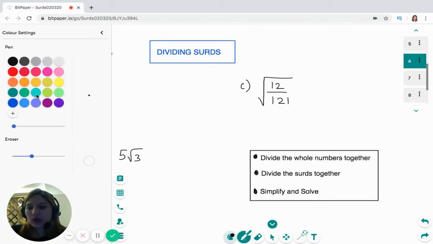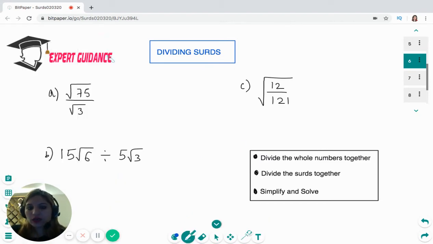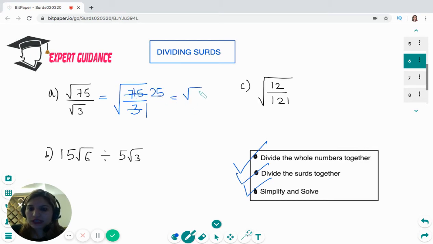Now let's move on to dividing surds. In order to divide the surds, do the same thing. Divide the whole numbers together, divide the surds together, and simplify and solve. For example, here you have square root 75 divided by square root 3. So we can write it together, 75 divided by 3, which gives you square root 25, which can be written as 5.